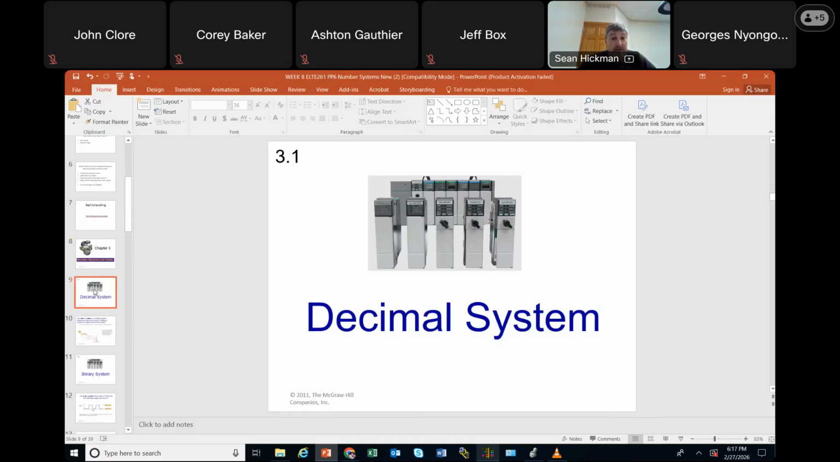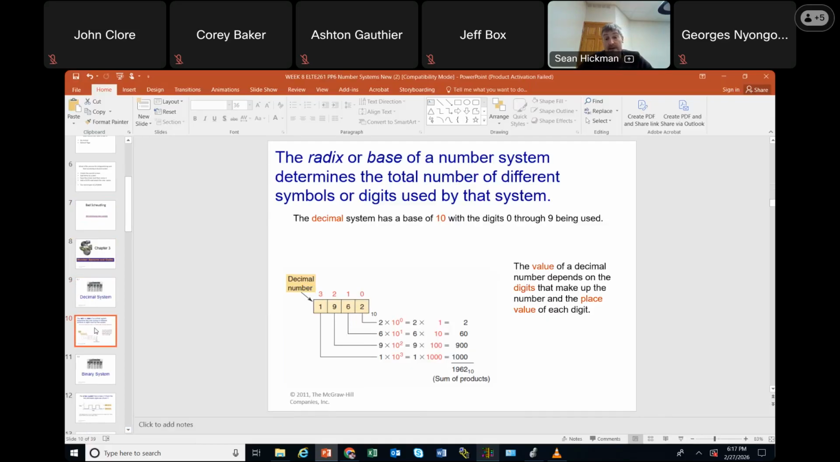Decimal system. We don't need to get into the decimal system too much because that's what you grew up on, other than to point out a couple things. Number one, the numbers are 0 through 9. 10 is a number, but it's made up of 2 numbers that were from 0 to 9. Okay, and so when we look at the decimal, remember, this is the ones, this is the tens, this is the hundreds, this is the thousands.